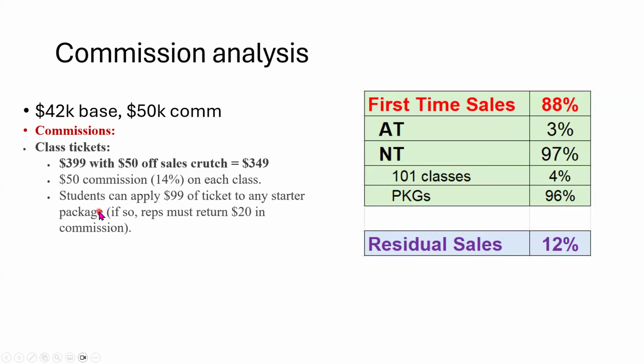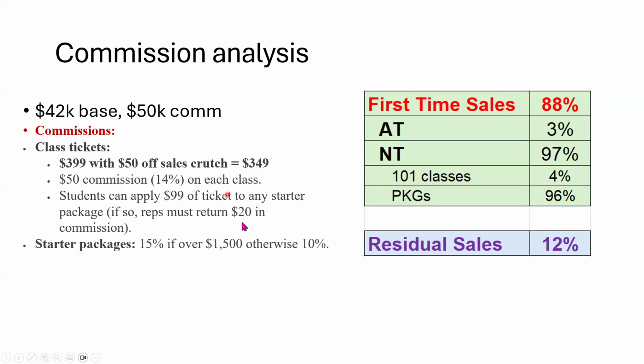Then on top of it, to get students to buy the package as an extra incentive, we let them apply $99 of their ticket to any starter package. So now instead of $349, you knock $99 off of that. But if they do use the ticket, which they almost always do, the sales rep has to return $20 of their $50 commission. So their net commission was $30.